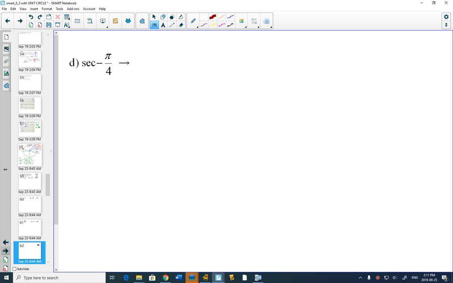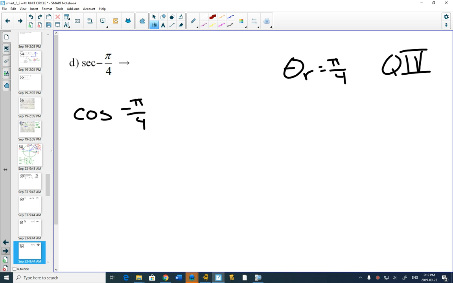Secant, negative pi over 4. Well, the reference angle will still be pi over 4. Now the angle is going in the negative direction. So we're thinking quadrant 4. But our unit circle doesn't have secant or cosecant or cotangent. So if we're trying to figure out secant of negative pi over 4, secant is the reciprocal of cos. So we'll first figure out cos of negative pi over 4.